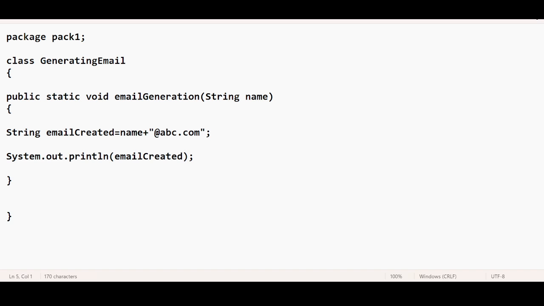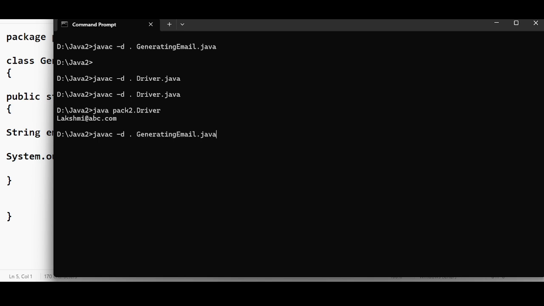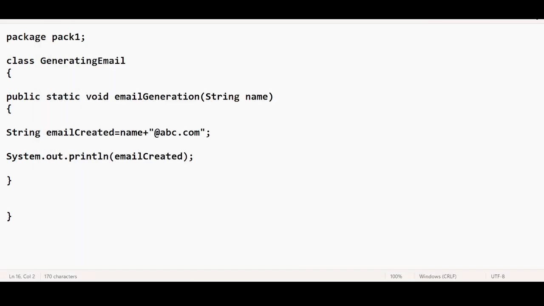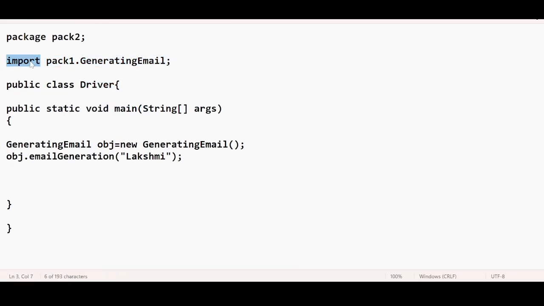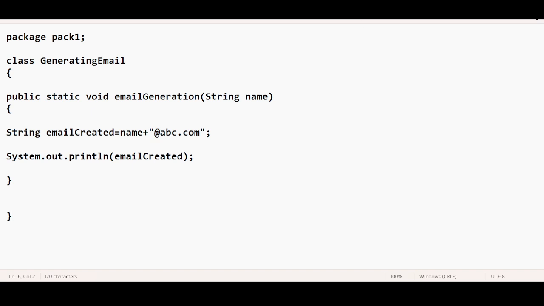Let me save this once again. Let me recompile this generating email.java. Okay, this is working fine. Now let me go to the driver class. The driver class is trying to access what? Trying to import the generating email functionality. But when you go and see the generating email functionality, the class is not public now.